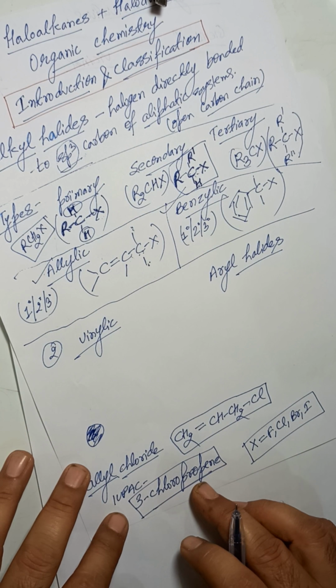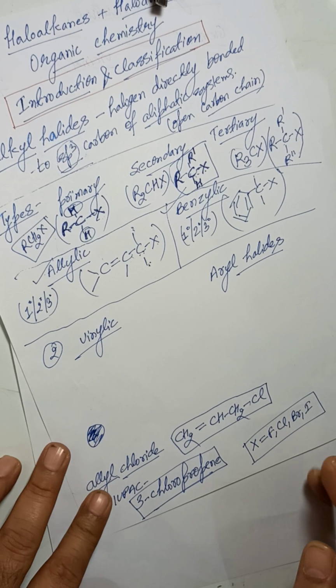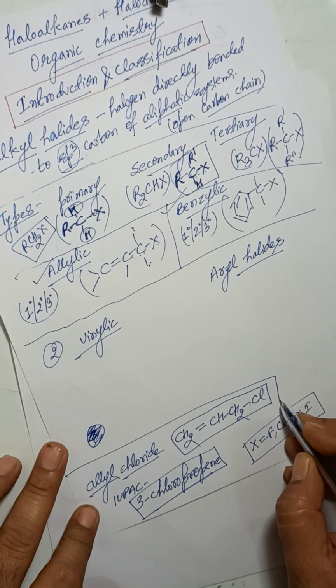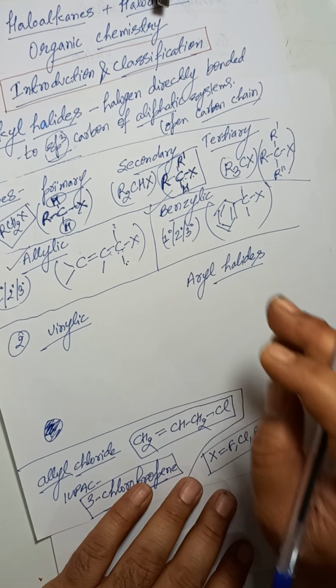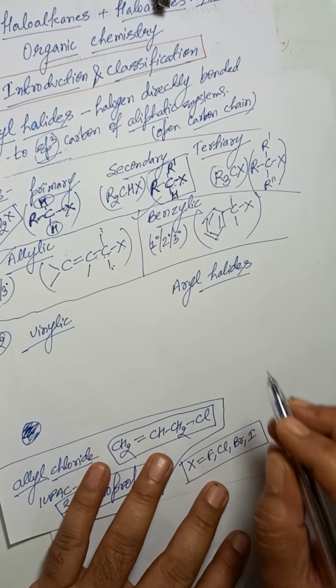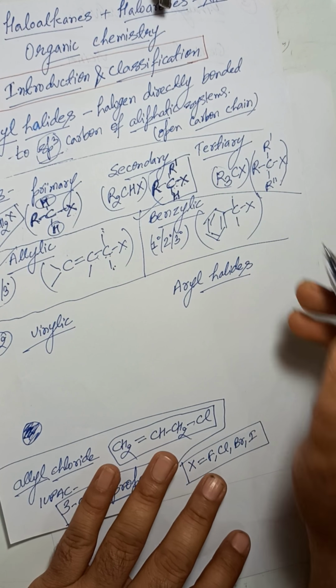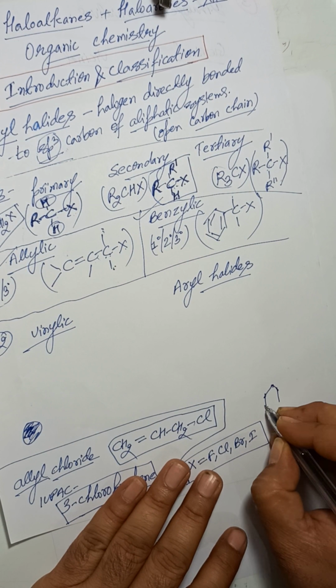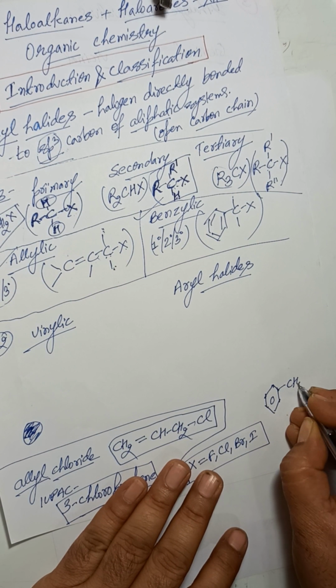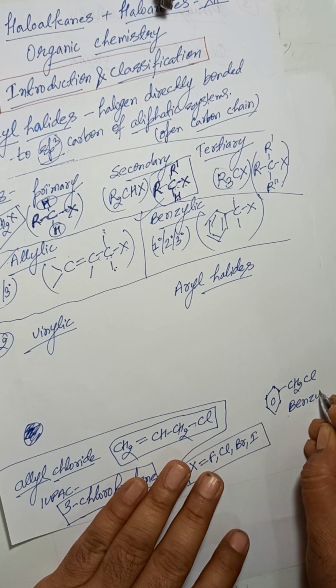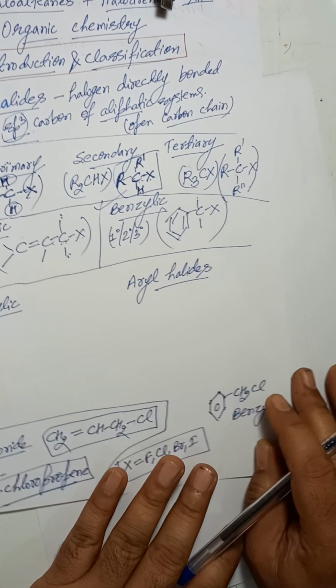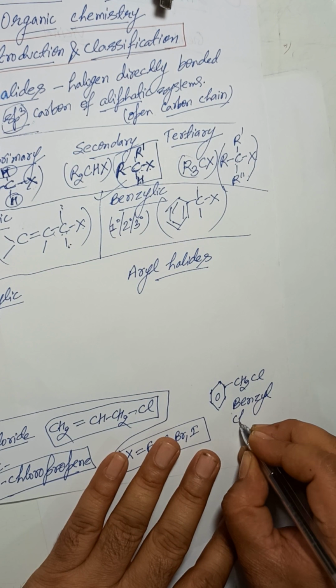You can write 3-chloropropene, allyl chloride. Similarly, the simplest benzylic system would be benzene with CH2Cl. So the name would be benzyl chloride.